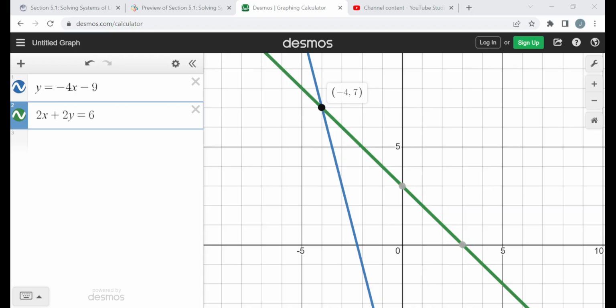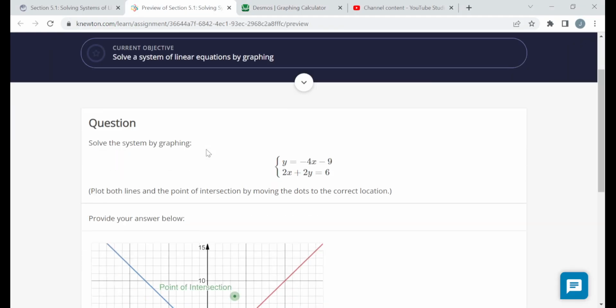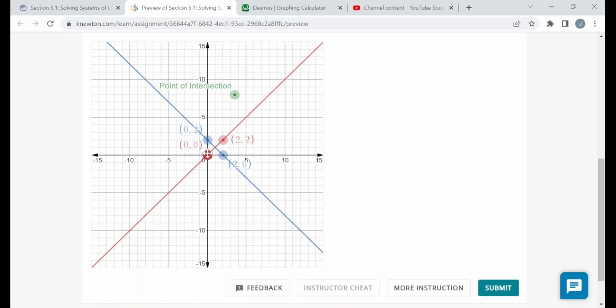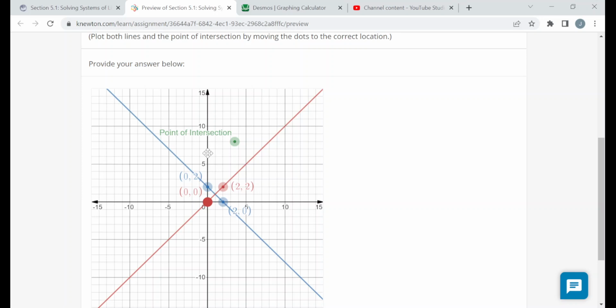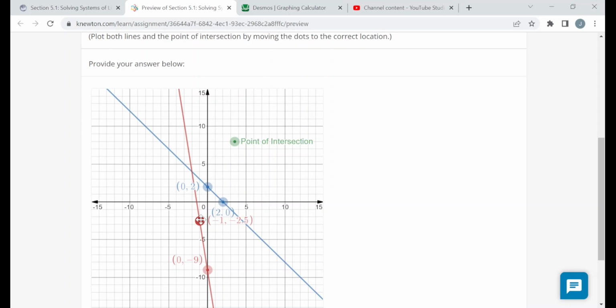Now back in the assignment, you're just plotting these graphs. I don't think they tell you to make one red or one blue. There's a red line and a blue line, and then a green point where they intersect. So I'll just graph the lines. The one had 0, -9, the y-intercept, and had -1, -5. All right, there. So there's the first line, y equals -4x minus 9.